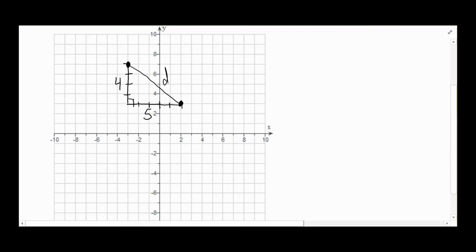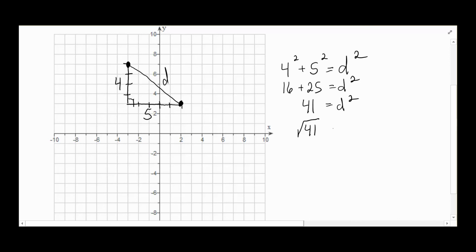I can now use the Pythagorean theorem that says legs squared plus legs squared equals hypotenuse squared. 16 plus 25 equals distance squared. 41 equals distance squared. Take the square root of both sides, and the distance in question is the square root of 41. We had no difficult signs to deal with. We counted. That's all.